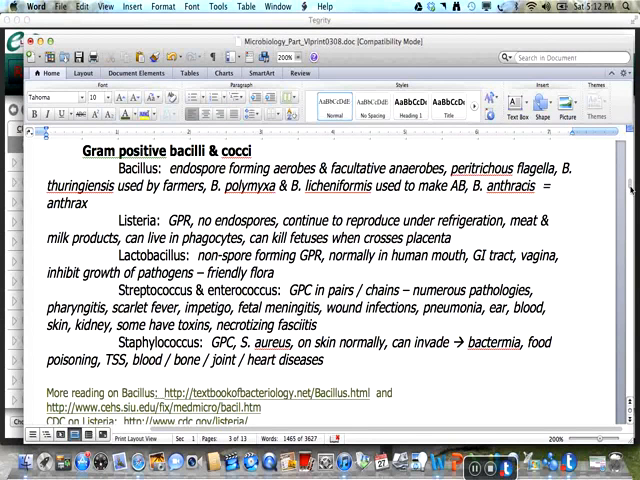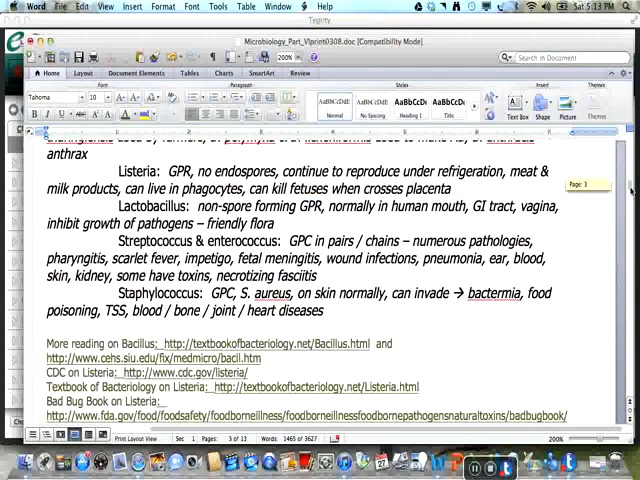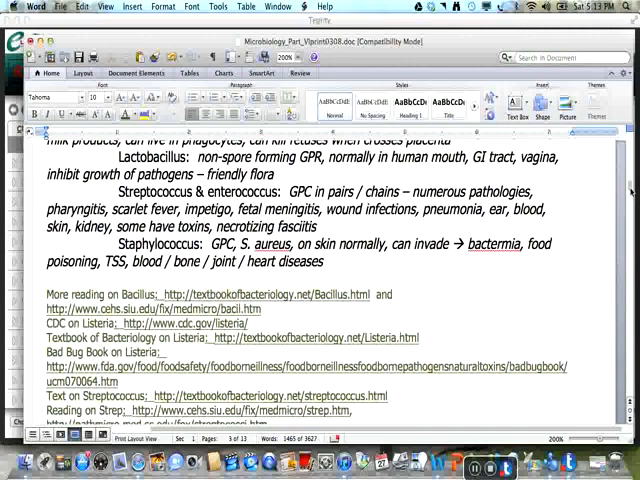Lactobacillus is also a non-spore-forming gram-positive rod, normally found in the human mouth, gastrointestinal tract, and vagina. They are friendly flora which inhibit the growth of pathogens. The streptococci and enterococci are gram-positive cocci that occur in pairs or chains. They are responsible for numerous pathologies such as pharyngitis, scarlet fever, impetigo, fatal meningitis, wound infections, pneumonia, and ear, blood, skin, and kidney infections. Some have toxins such as the strain causing necrotizing fasciitis.